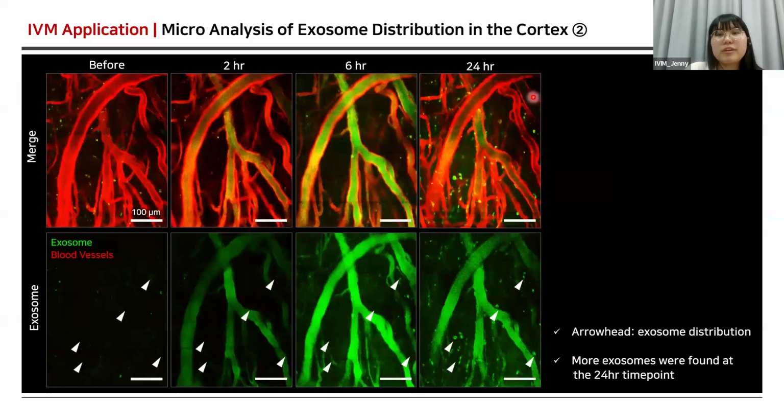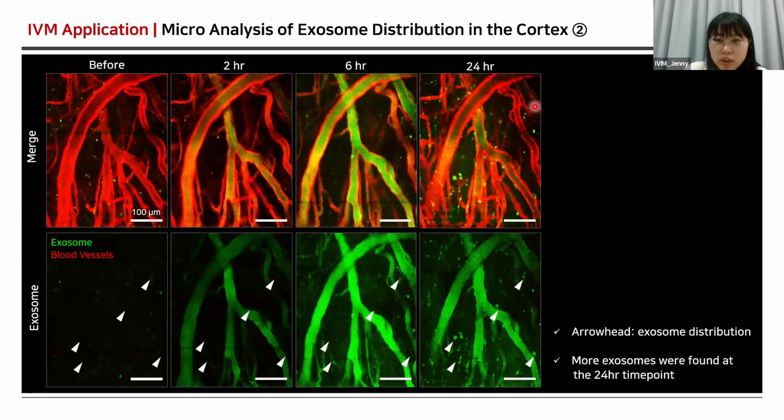Here are the results from the experiment. In these images, the blood vessels are labeled in red and the exosomes are labeled in green fluorescent signals. And at the 2-hour post-injection time point, we began to detect exosomes flowing through the cortical blood vessels, which became much more prominent by the 6-hour time point.